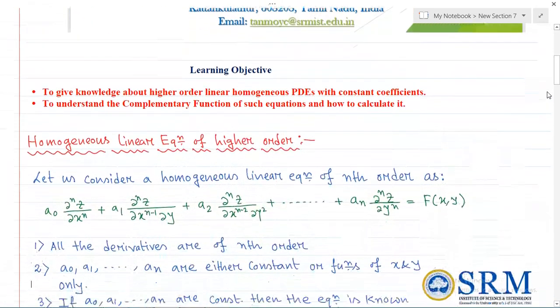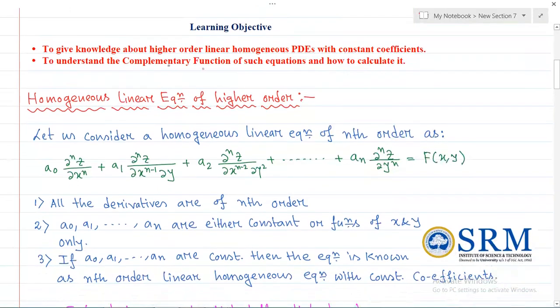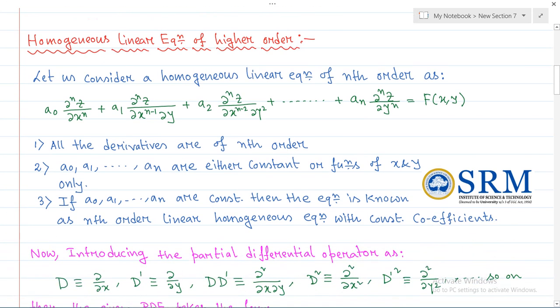So what are the learning objectives for today's video lecture? To get knowledge about the higher order linear homogeneous partial differential equation with constant coefficients. Also, parallelly, we try to understand what the complementary function of such an equation is and how to calculate such a complementary function. So let us start our today's discussion.